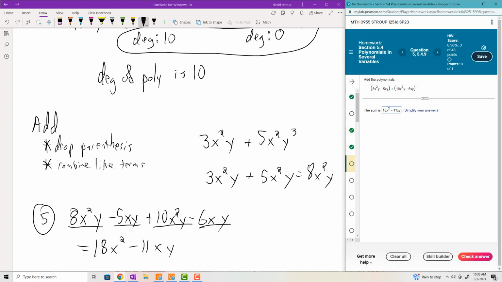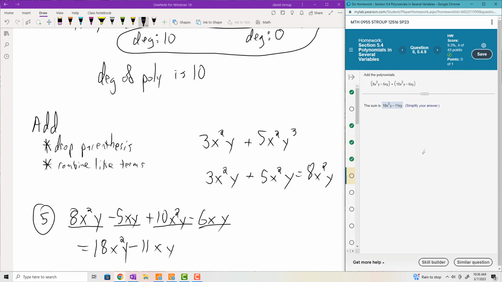Okay, how many mistakes did I make this time? 8x squared y. That's my y. Okay. Freshman mistake. There's a y there. Sorry about that. And more of the same.